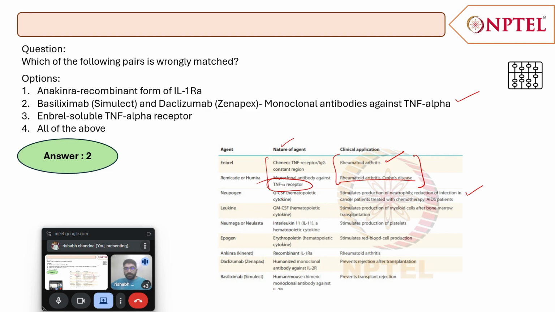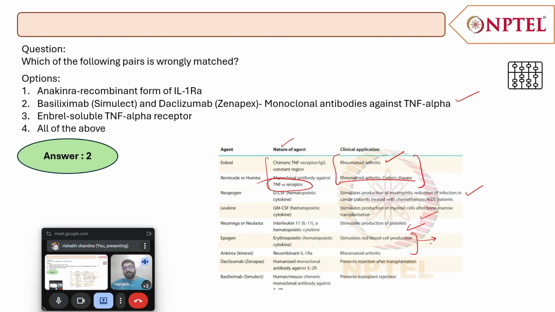Okay. Then we have Leukine, that is GMCSF, a hematopoietic cytokine. It stimulates production of myeloid cells after bone marrow transplant. Then we have Neumega or Neulasta, that is interleukin 11, a hematopoietic cytokine which stimulates production of the platelets. Then we have Epogen, erythropoietin. Okay, so this stimulates RBC production.